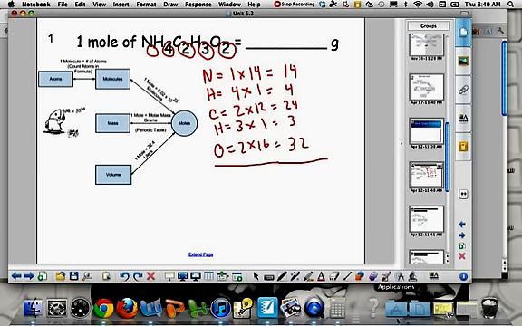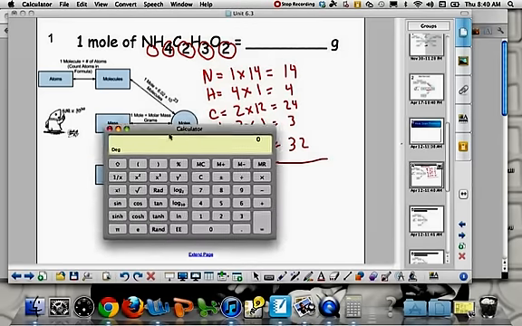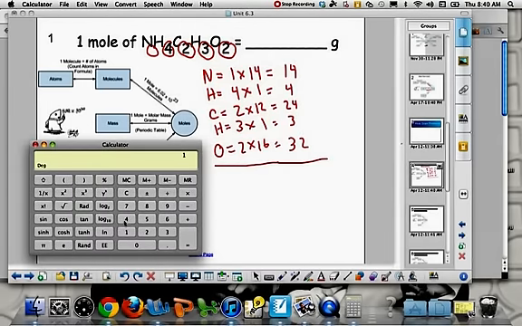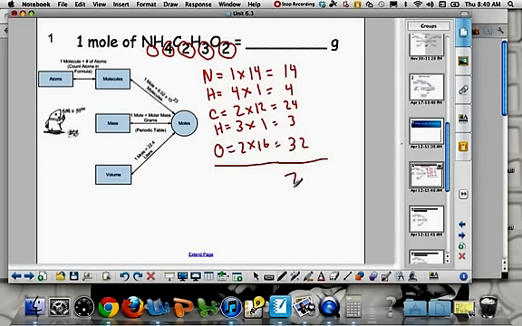Now what we want to do is add these all up. Let's just do this with a calculator. No mistakes. 14 plus my 4 plus 24 plus 3 plus 32. Add these all up, and what I have is, for this 1 mole, I have 77 grams. That means that 1 mole of this NH4C2H3O2 has a mass of 77 grams.